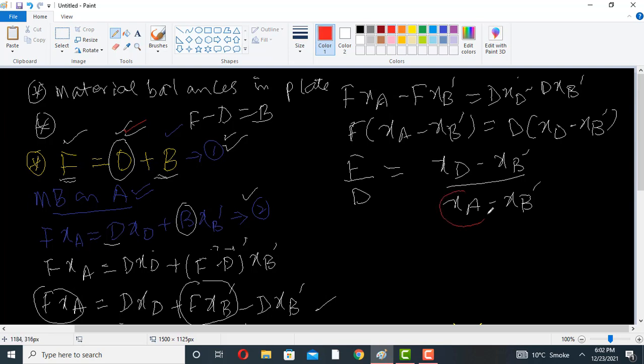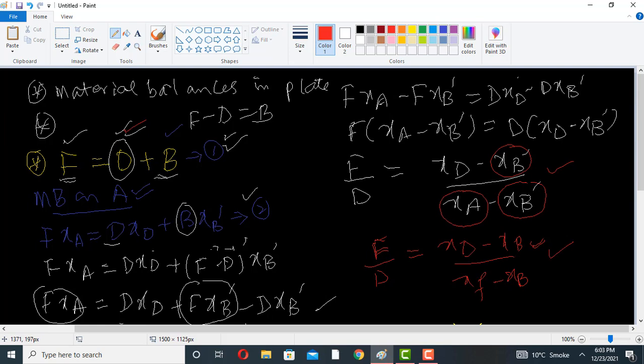Some authors write xF in place of xA and xB in place of xB dash. So you can write this equation also like xD minus xB divided by xF minus xB. It depends on your calculation. As you wish, you can write this form or this form. Similarly, in the above F by B ratio, you can also write xF in place of xA, and xB in place of xB dash. So don't confuse with these two terms.